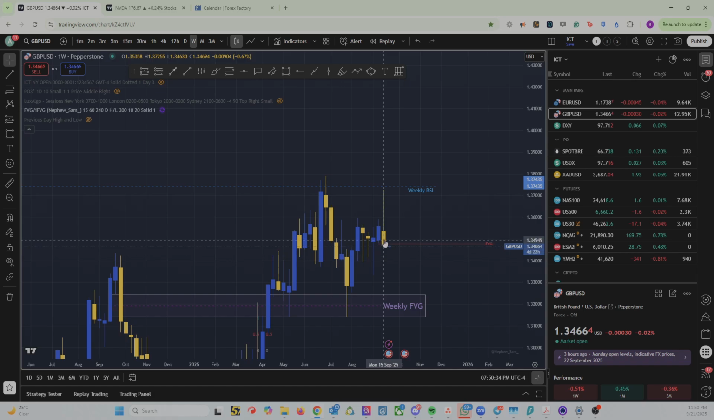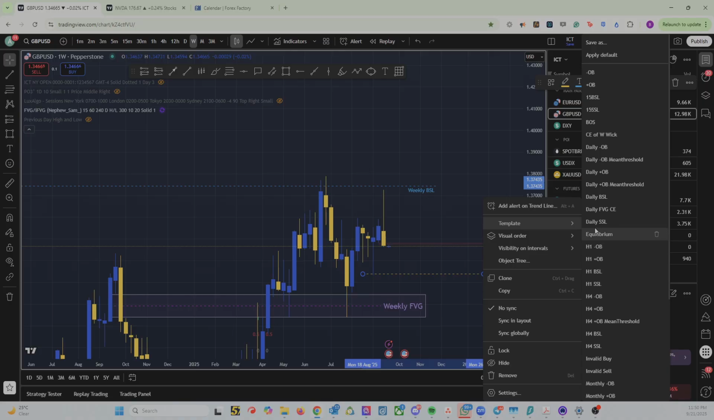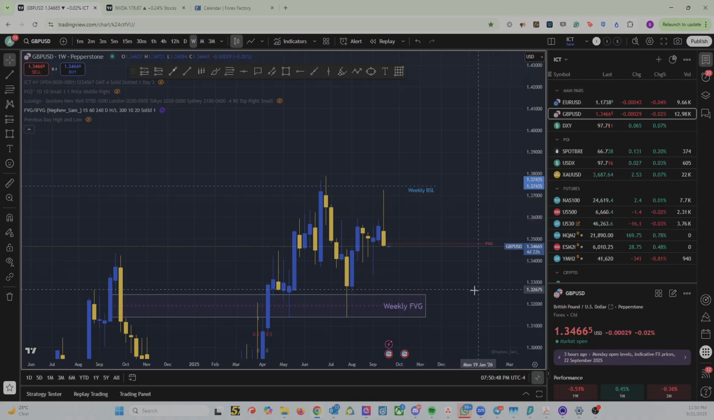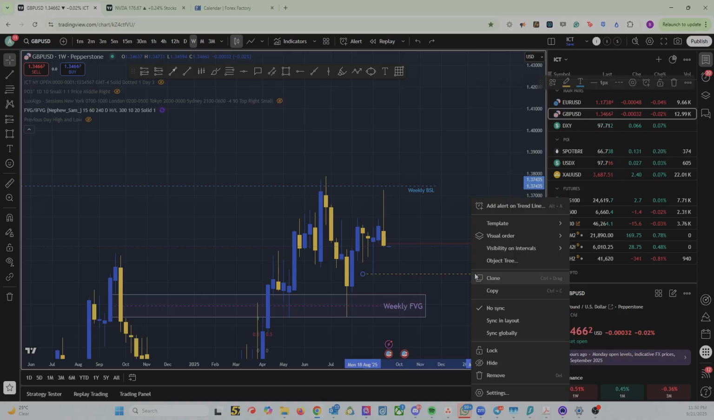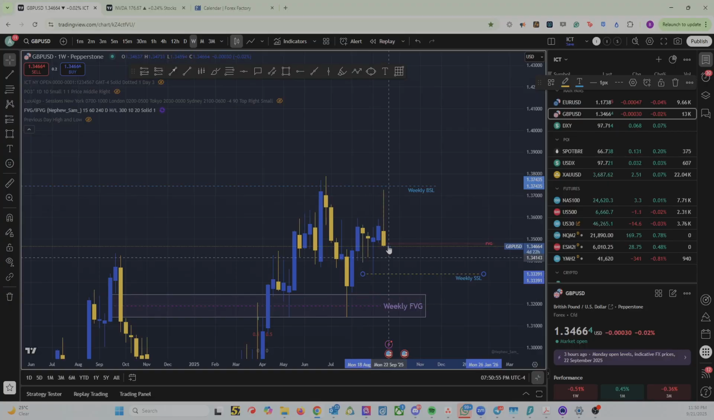All right, so I'm looking at my targets for the week. Number one, this gap to be filled. This is the lowest hanging fruit. This will definitely be filled this week at some point. Oops, hold on. This is a weekly sell side, so it could be filled somewhere in the month, not in the week, because it's a weekly sell side.